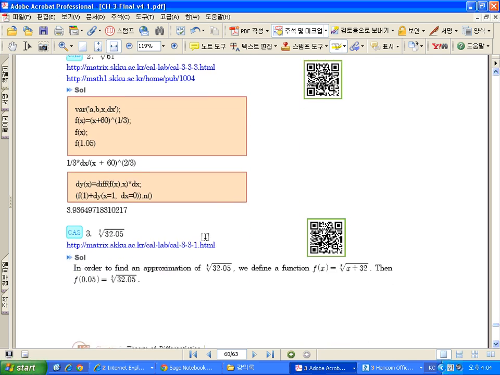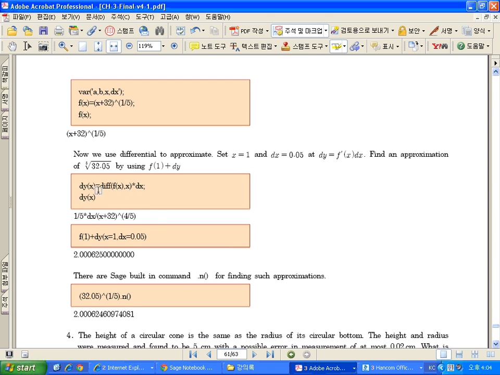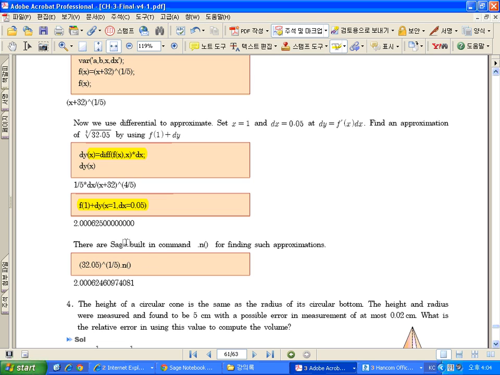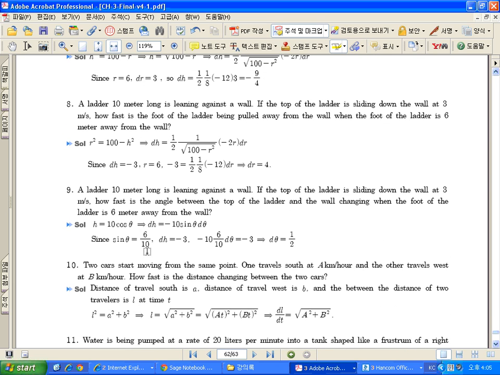Okay, here are some examples. There are lots of examples. Find the approximation. You can do the differentials like this: find dy and find the linear approximation to get the approximation. See, this is the approximation by the linear approximation, and this is the exact value by the computer. As you see, there is not much difference. 2.006, they are almost the same. The same things are done. You may use the SAGE tools to deal with such problems as well.